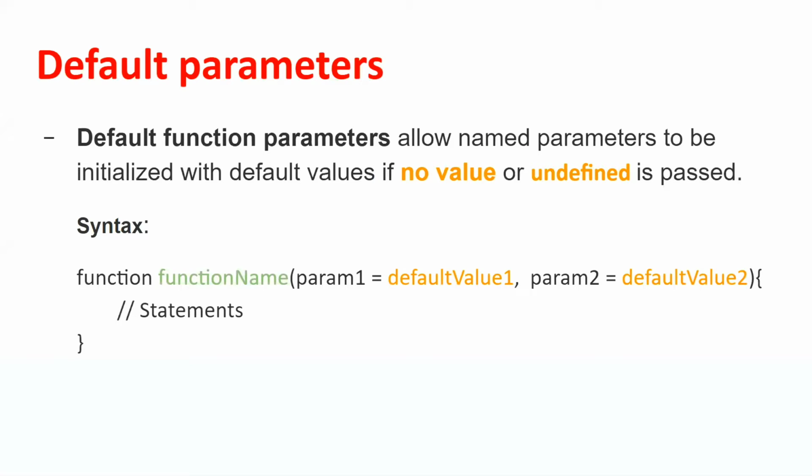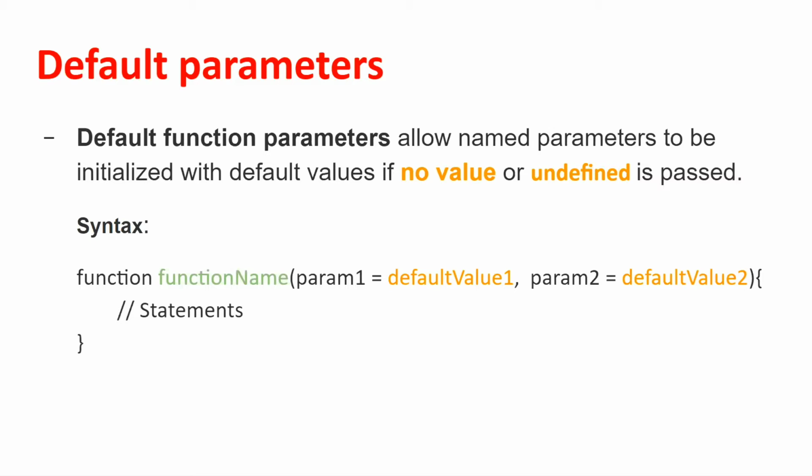Default parameters are one of the features in ES6. In our last video, we saw 10 features of ES6, among which the first one was block scope. If you haven't watched that video, please go and watch it. Now this is the second feature of ES6, default parameters. Let's see what it does.